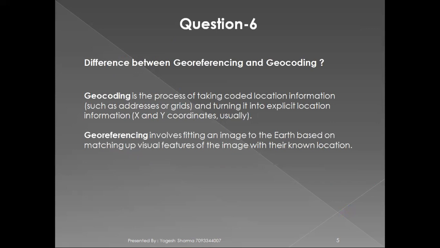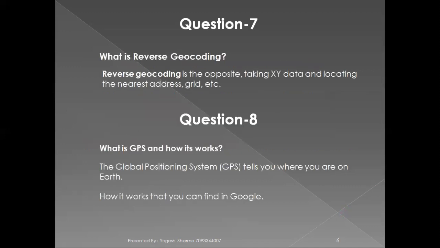This is a very important question for the interview. Geocoding is the process of taking coded location information and turning it into explicit location information. This is the main purpose of geocoding. What is the meaning of georeferencing? Georeferencing involves fitting an image to the earth by matching up visual features of the image with their known location. So these are the main differences between geocoding and georeferencing.